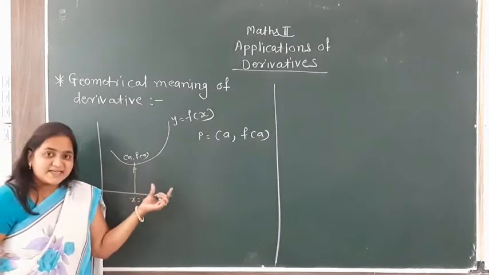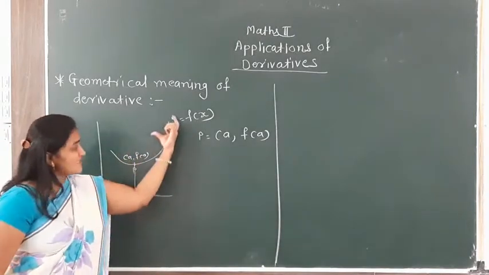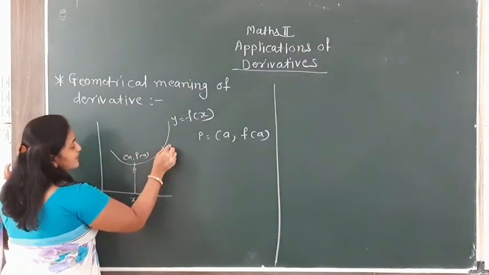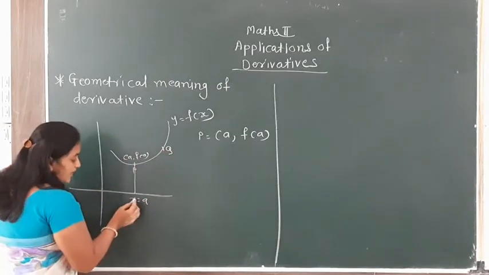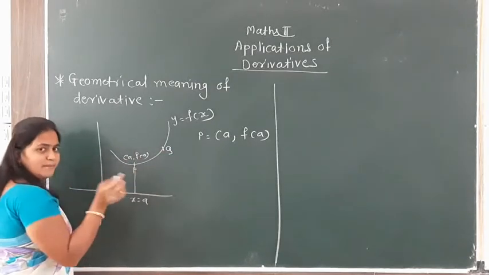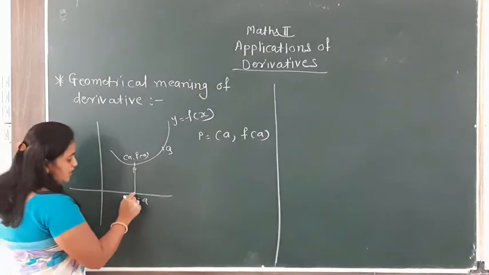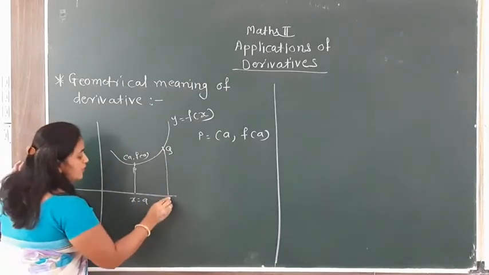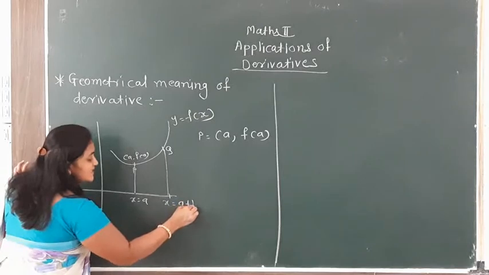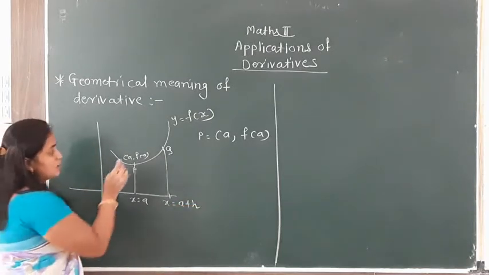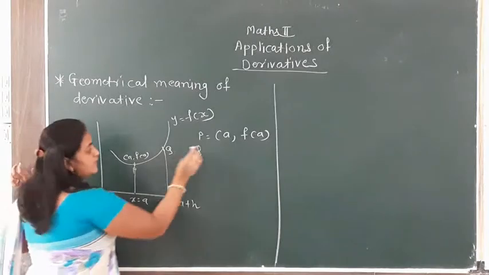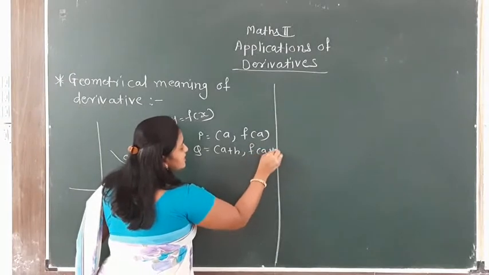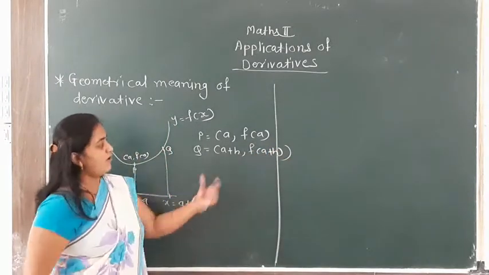Now let Q be another point on the same curve. Now x increases by a small value h, so the point is x is equal to a plus h. So the coordinate of Q is a plus h comma f of a plus h.